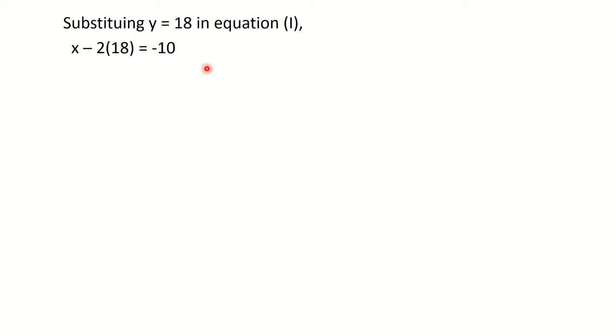Write down equation 1, that is x minus 2y is equal to minus 10. And in place of y we are writing 18. So x minus 2 inside the bracket 18, which shows multiplication, is equal to minus 10. Now 18 2s are 36, minus 36. If we shift it to the right hand side, it will become plus 36. Therefore x is equal to minus 10 plus 36. So 36 minus 10 is 26, and therefore the value of x is equal to 26.